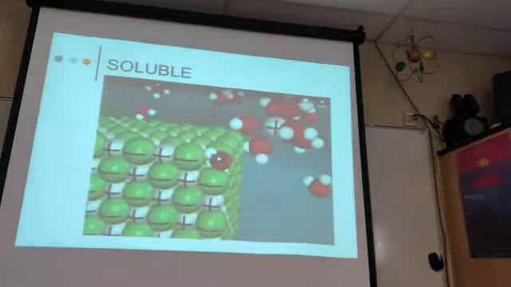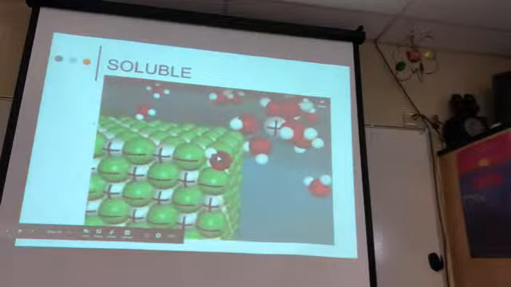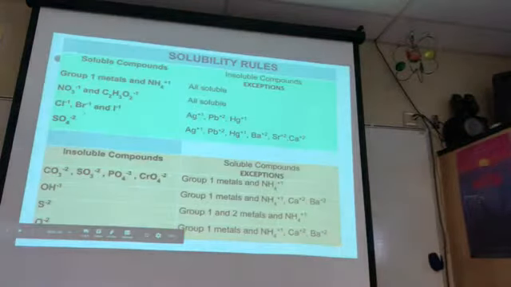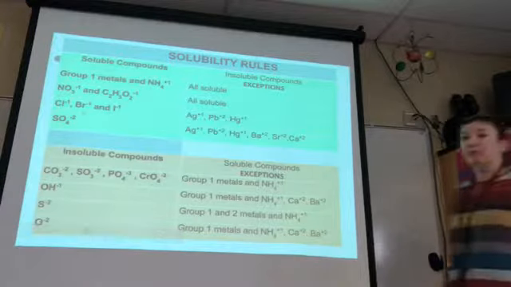Okay, so basically they just get attracted to the water molecule and they go away with it. Now, if you get your periodic tables, please.